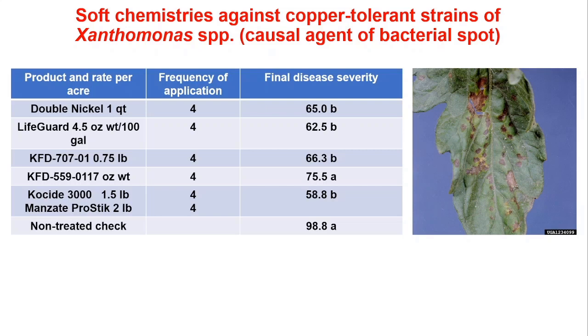Here we looked at Double Nickel, which is a softer product. We looked at LifeGard, another soft product. These are the two soft products, which I'm not going to talk about. And then I used copper and Manzate as my commercial check. More likely in this situation, copper and Manzate did help, but look at the softer products. The softer products have some level of efficacy, not a great level, but compared to the non-treated check, they did okay.